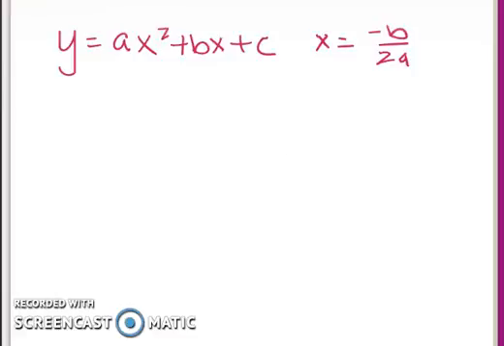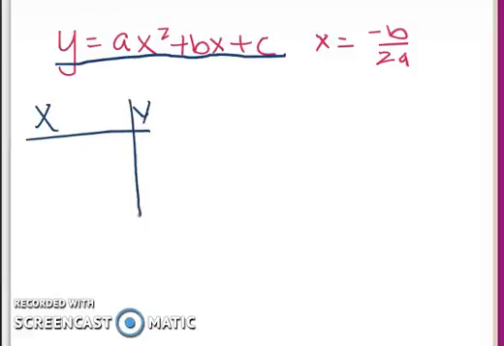Hey guys, welcome. This video is about graphing from standard form. Standard form is this form right here, y equals ax squared plus bx plus c. And when we graph from standard form, we can do a table where we do the x values, like this, if you guys remember that.